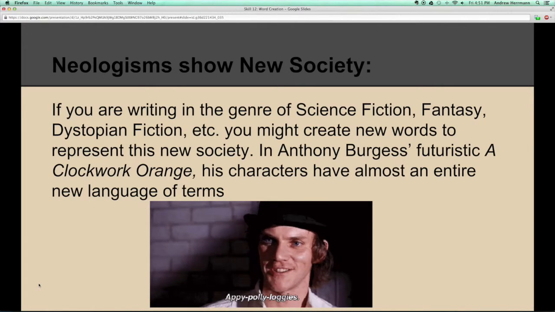This author named Anthony Burgess wrote this futuristic novel called A Clockwork Orange, which was turned into a film, which below there is a clip from. And in his book, characters have an almost entirely new language for different things. It gets confusing at the beginning, but your brain gets trained to pay attention to these new words and figure out what they mean in context. I think that he used a combination of British slang and Russian to create some of these words. Just one example of neologisms in fiction.